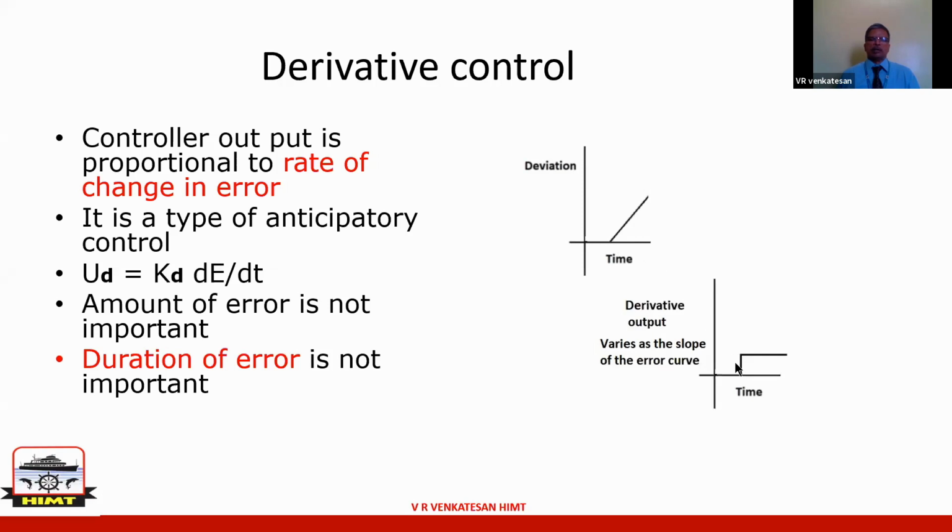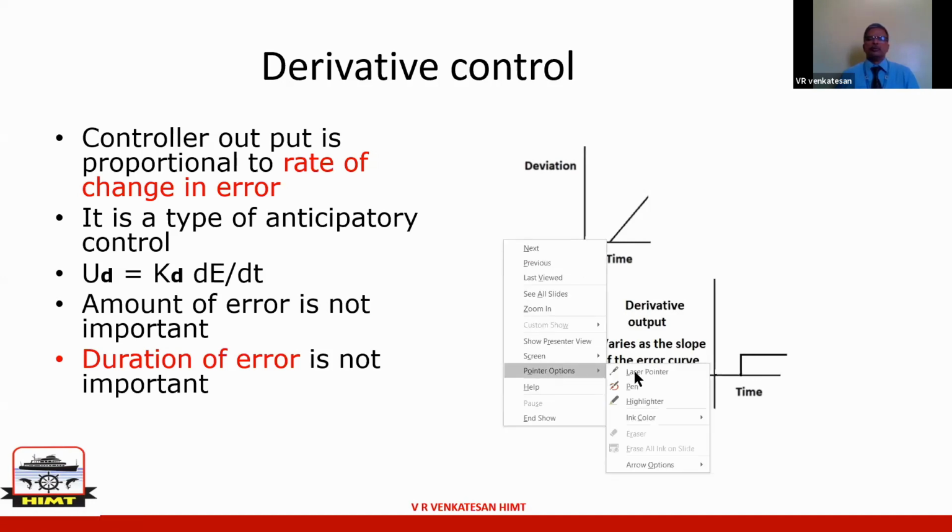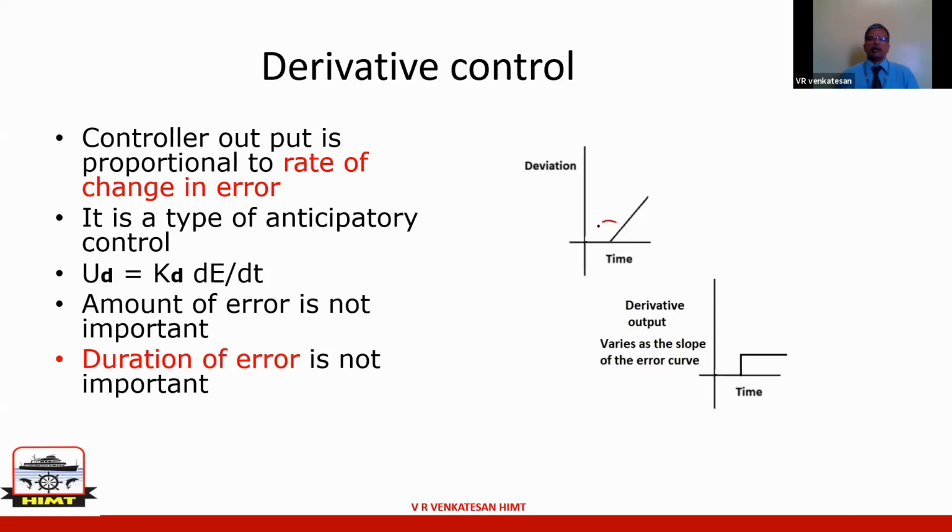So the advantage, can you see the advantage? Error is very small here. Error has just started building up at this point. But the output has already become this much. So you are getting a large output right at the beginning. This is where the error is beginning to develop and the output is already available. This is the reason this is called anticipatory control. It is capable of anticipating the problem.